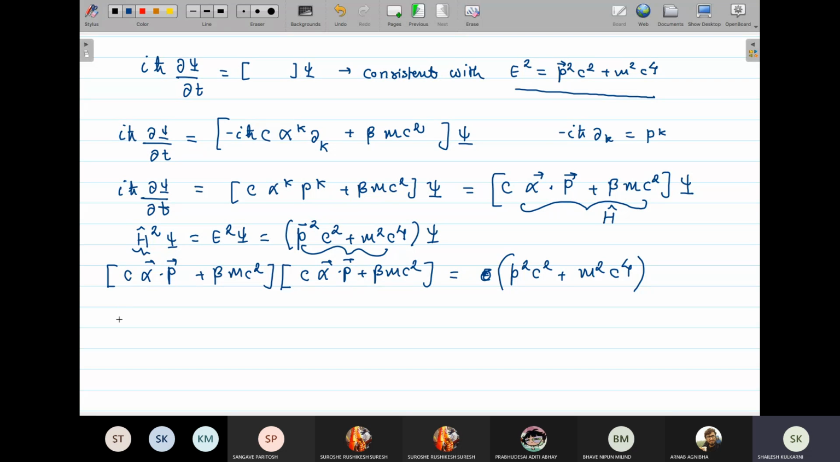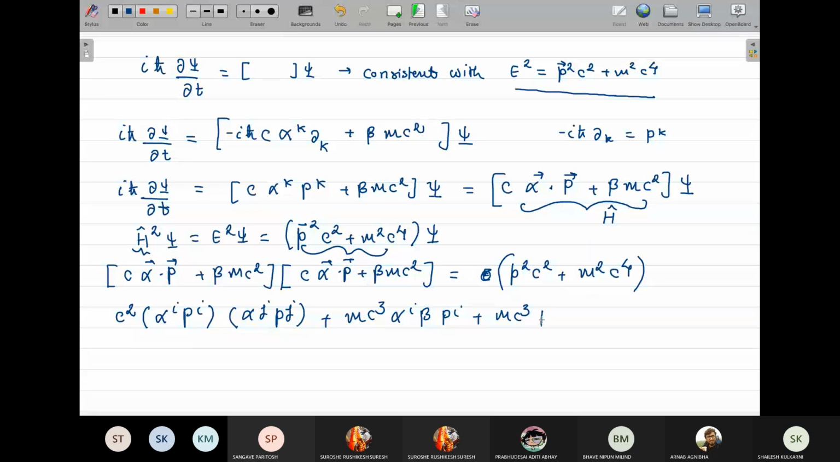So let us multiply it. Okay, so I will get c square alpha dot p alpha dot p. So this will be alpha i p i, sum over i implied, and then this will be alpha j p j, sum over j implied. Then I will get m c cube beta, then alpha dot p into beta. So alpha i beta p i, p i is just your number. Plus I will get m c cube.